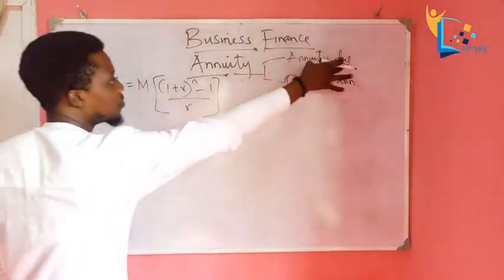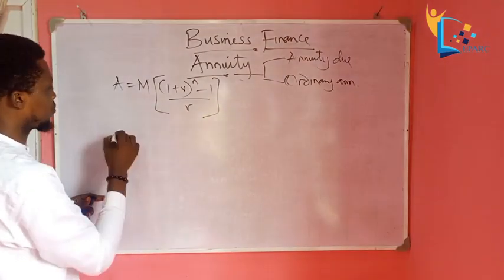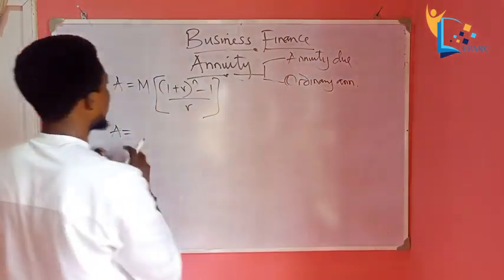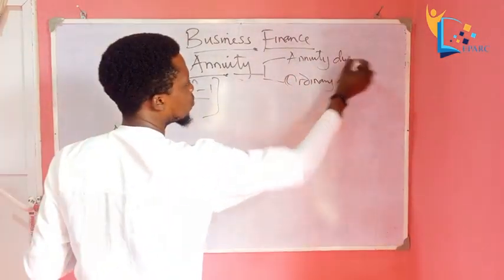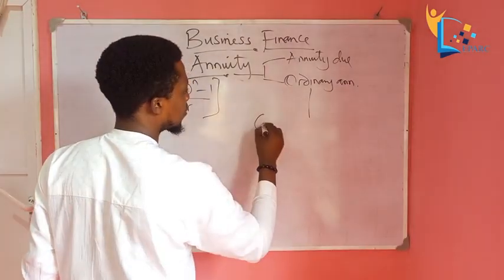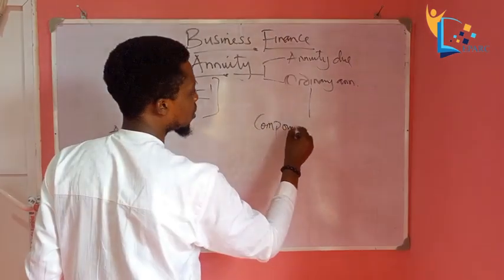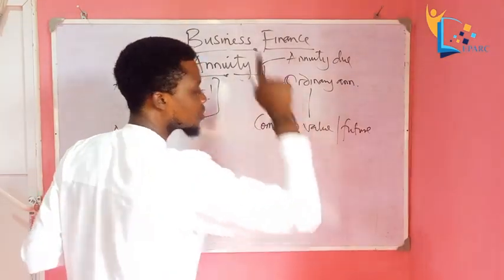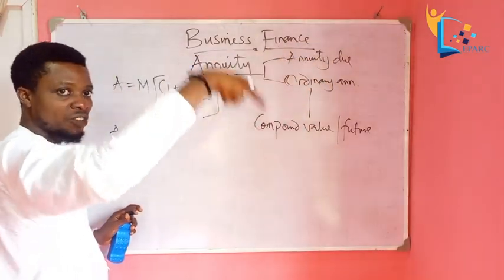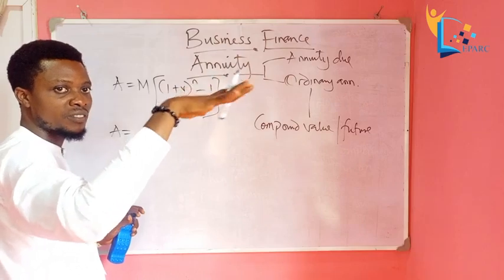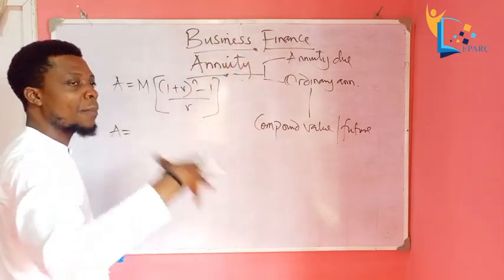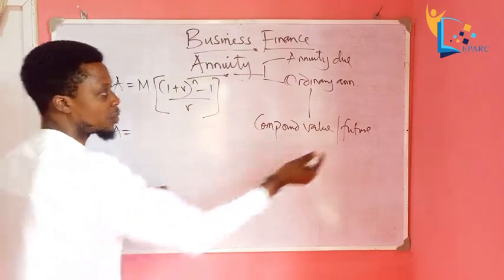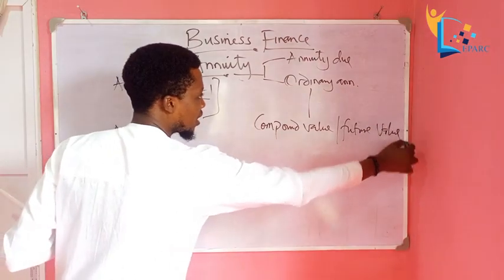Now, at the beginning of the period, we have A equal to... let's look for the compound value now. When we say compound value or future value, we are saying the total amount at the end of the period, when the contract or the investment is over. What is the compound value? The total amount, the future value of the whole annuity. That's what we are trying to find out here.